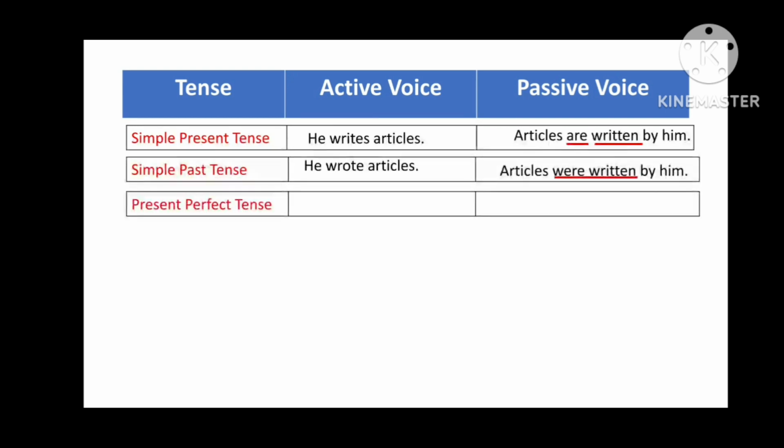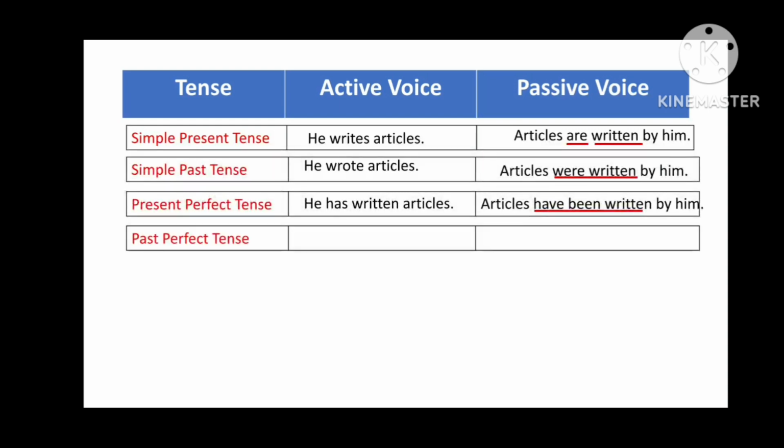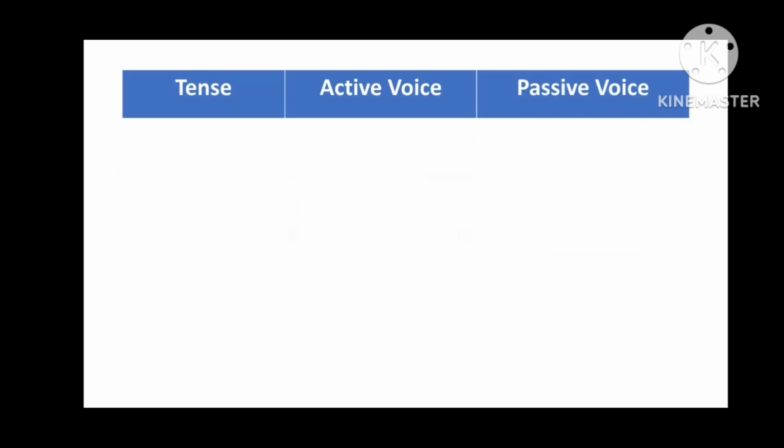Next, present perfect tense. In present perfect tense, the active voice will be he has written articles and passive voice will be articles have been written by him. Have been written is form of be plus past participle form. Past perfect tense, he had written articles and passive voice, articles had been written by him.